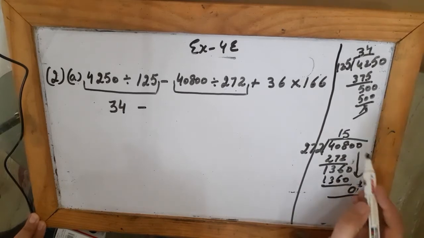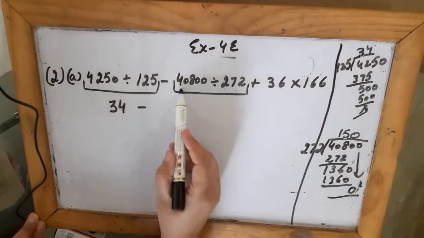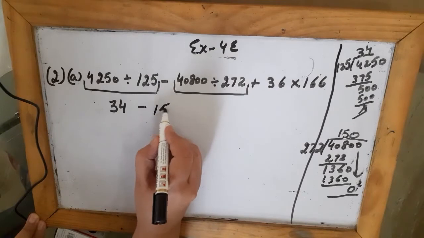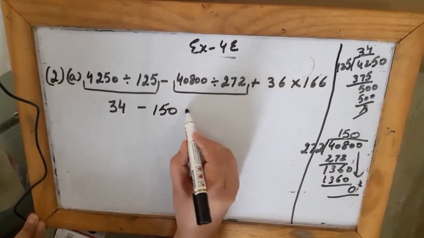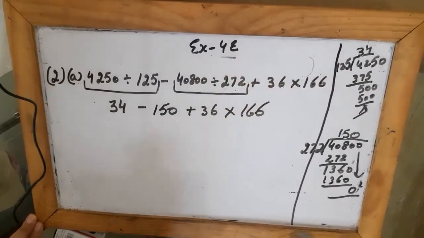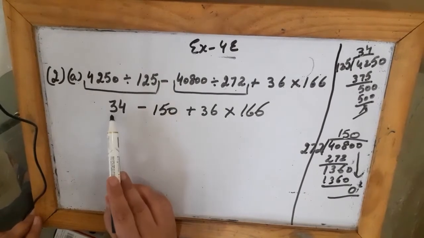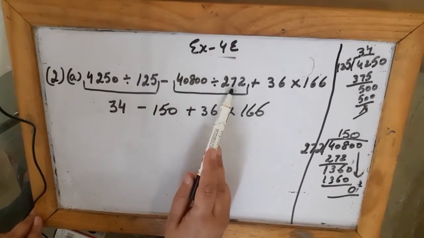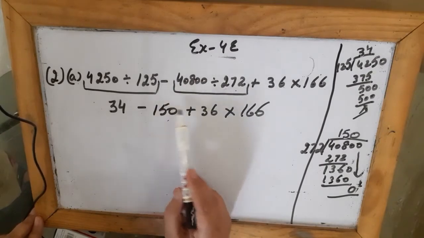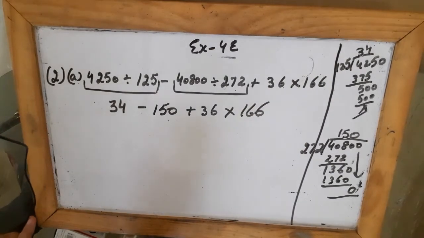Bring this 0 down and 272 5s is 1360 and one more 0 is left. When you bring this down, you add this in the quotient. So what do you get after dividing these two numbers? 150. So write its answer and then you have plus 36 into 166. So according to the BODMAS rule, first I divided these two numbers, I got the answer 34, and then divided these two numbers, I got the answer 150, and in between you have a sign of minus, and after that you have plus 36 into 166. So I have solved my first step.